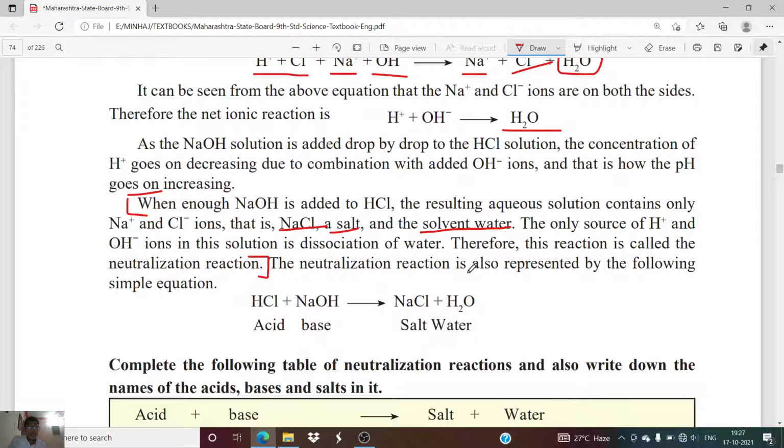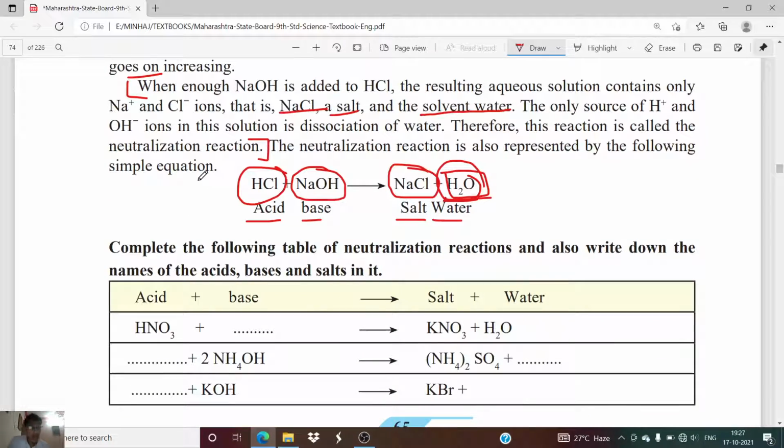So the neutralization reaction is also represented by the following simple equation. And what is the equation? Acid plus base gives us salt plus water. So when you add hydrochloric acid with NaOH solution, that is sodium hydroxide, you will get common salt, that is sodium chloride, NaCl, and you will get the molecules of water. And this molecule of water is responsible for the neutralization of the given compounds. So that means the H2O neutralizes the given compound. Hence it is called a neutralization reaction.